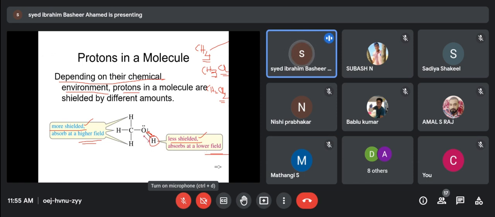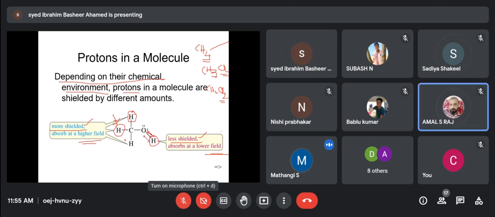Whereas here, the carbon is not electronegative, so each hydrogen has its own electron. As a result, the external magnetic field will be shielded. They will be more shielded compared to the OH group, and they will absorb at a higher magnetic field. Is it clear, students? Yes, sir.